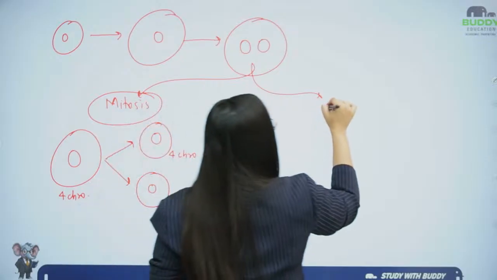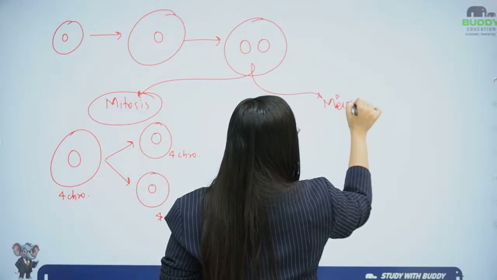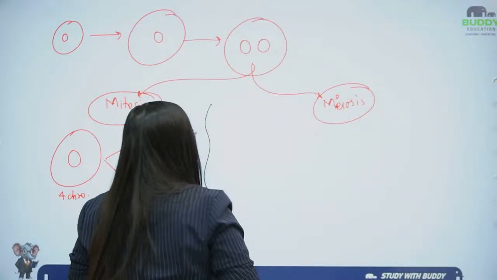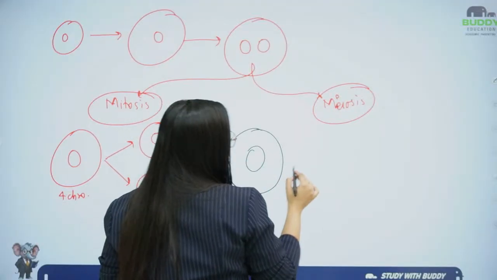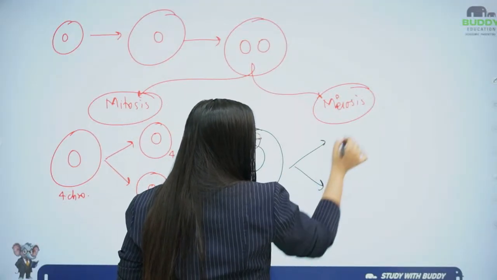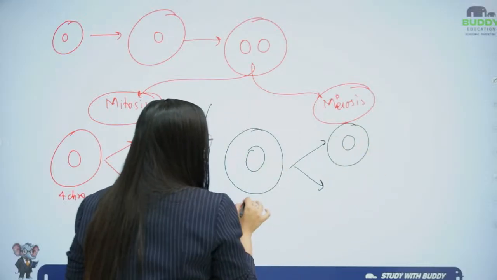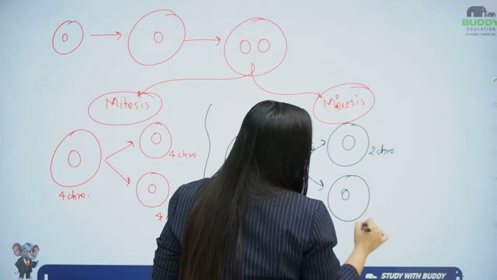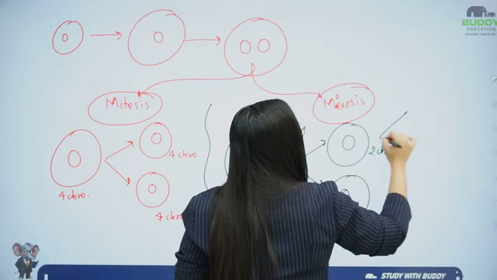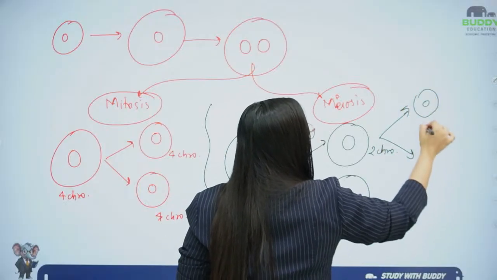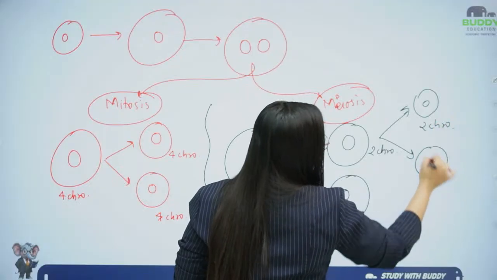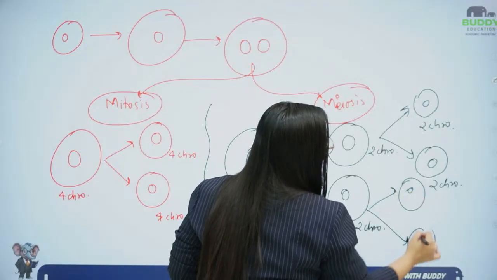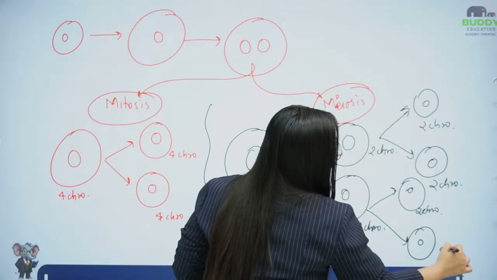But when I talk about meiosis, how will it be? Just a quick recap. One mother cell, having 4 chromosomes, divides into two cells first. This will have 2 chromosomes, this will also have 2 chromosomes. Then there are two daughter cells from each, and each of these will also have 2 chromosomes. Okay.